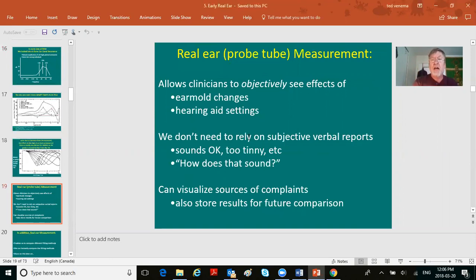You don't need to rely, it says on this slide, on subjective verbal reports of how does that sound? And you walk into clinics and you keep hearing the clinician ask, oh, how does that sound? Well, why don't you measure it and find out what it does sound like? Especially if the person comes in and says, I want the hearing aids to sound like my old ones. And then you watch these clinicians who don't do real ear struggle to figure it out. All they're doing is making stabs in the dark because they can't see.